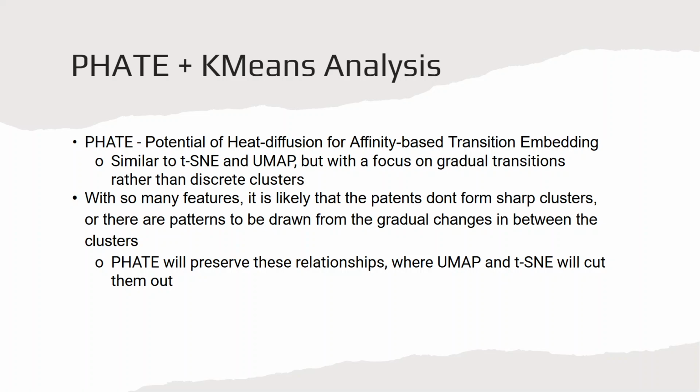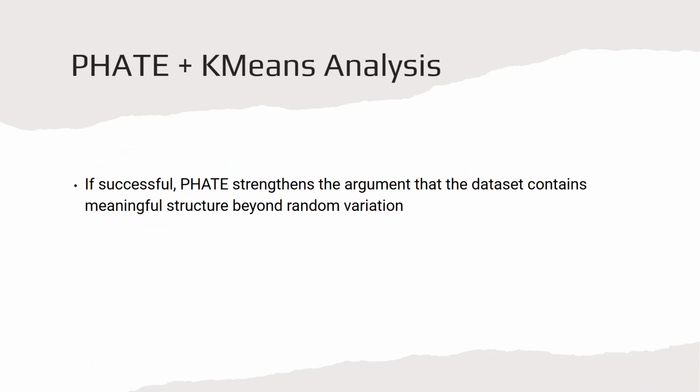With so many features, it is likely that the patents don't form sharp clusters all of the time, or there are patterns to be drawn from the gradual changes in between the clusters. PHATE will preserve these relationships, where UMAP and t-SNE will cut them out. If successful, PHATE strengthens the argument that the dataset contains meaningful structure beyond random variation.